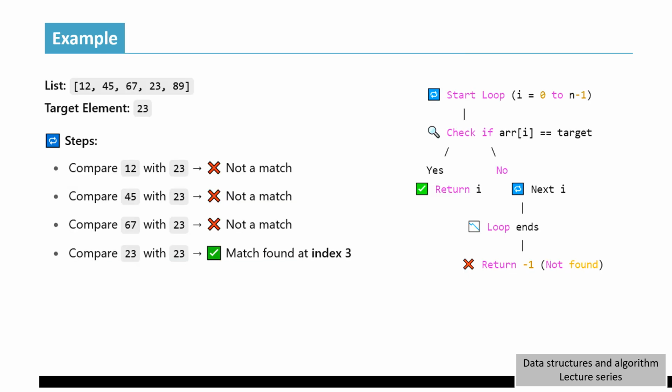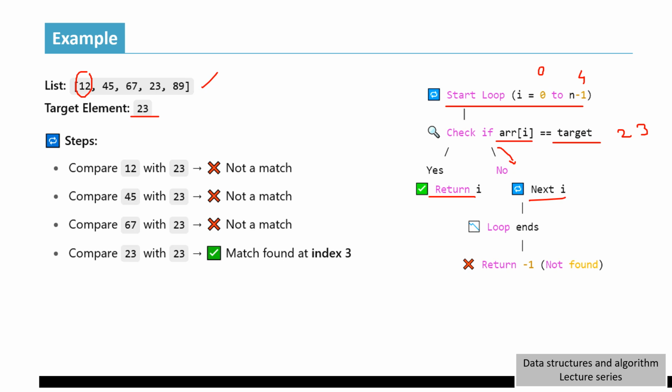This is the example. 12, 45, 67, 23, 89 is the array. The target element is 23. So this is the logic given: starting loop i equals 0 to n minus 1, which is 4. If arr[i], so arr[i] is 12, compares with the target, which is 23. If it is yes, then return that index. If it is no, then increment i.